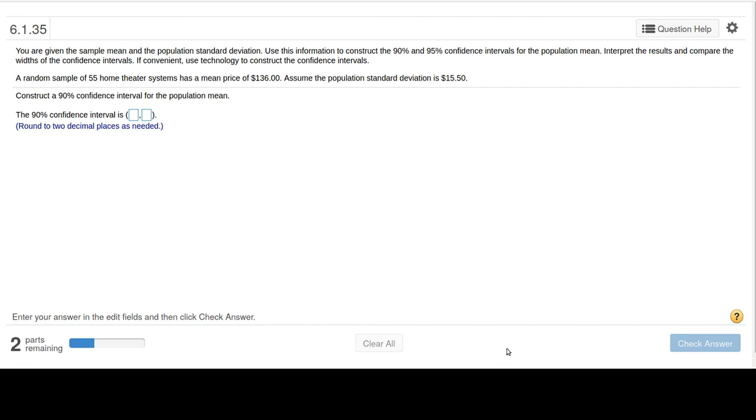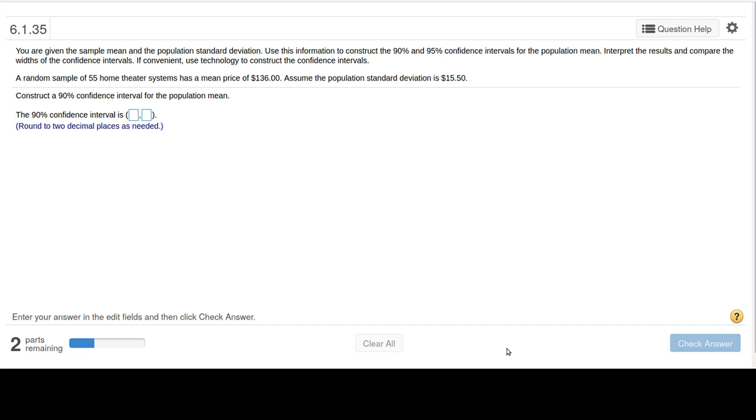All right, so we're going to look at this problem here and we're going to calculate a confidence interval. Now, confidence intervals look for the range of values that we can have. For this particular one, we're going to calculate two confidence intervals with a 90% confidence and a 95% confidence.